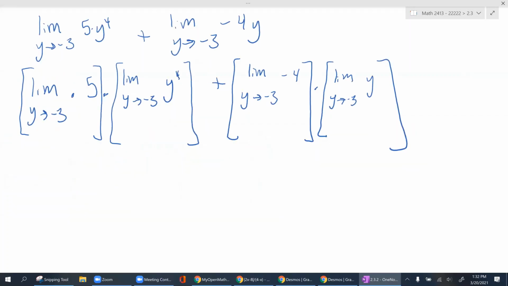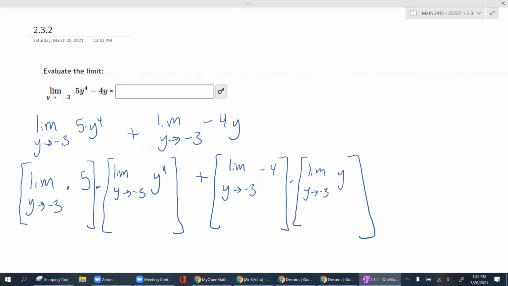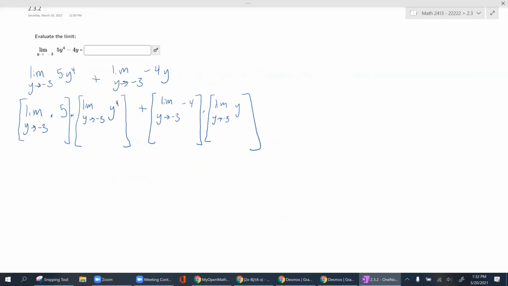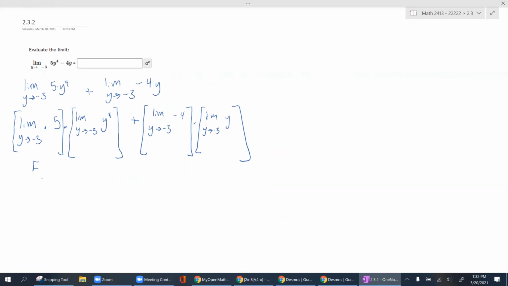Let's do the first one. The limit of a coefficient is just going to be that constant. So this is going to be just 5, there's no y for me to plug in. For this other one, I'm going to plug in -3 for every y that I see. Plus, again, the constant is just going to be -4. And then for the other one, every y becomes -3.